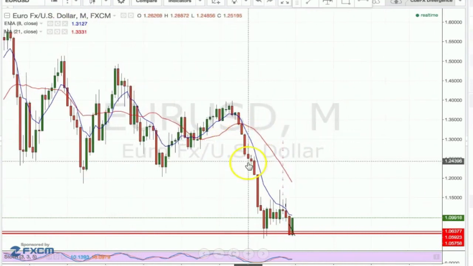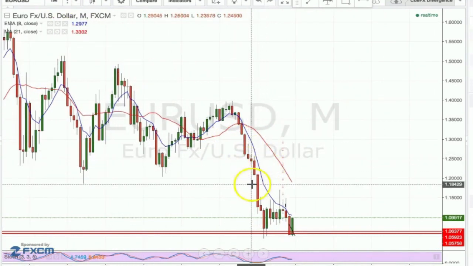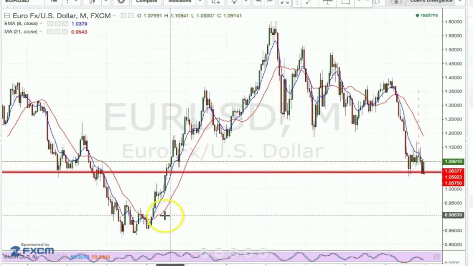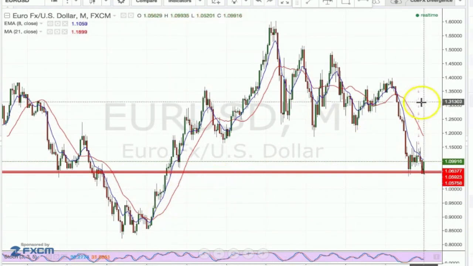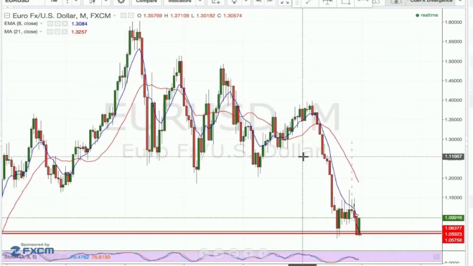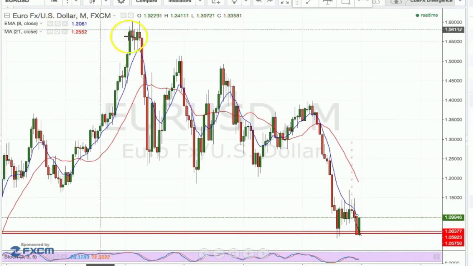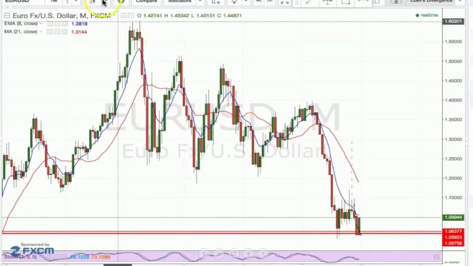Whenever red is over blue, that means a downtrend. Whenever blue is over red, that means an uptrend. For instance, right here, blue is over red, uptrend. Red is over blue, downtrend. So on a monthly chart, it's still considered a downtrend.